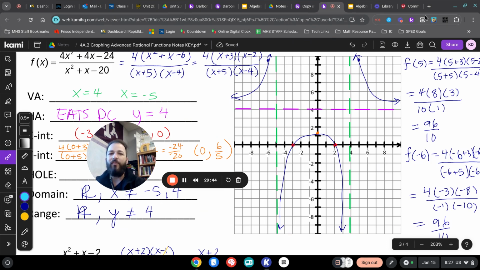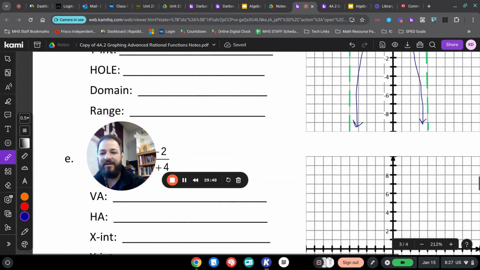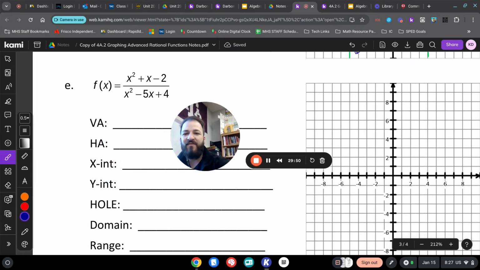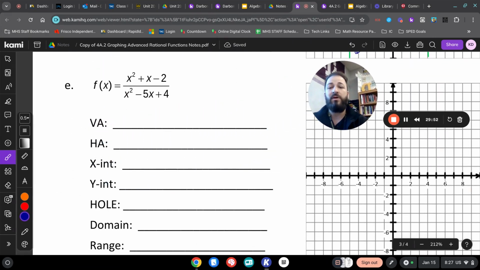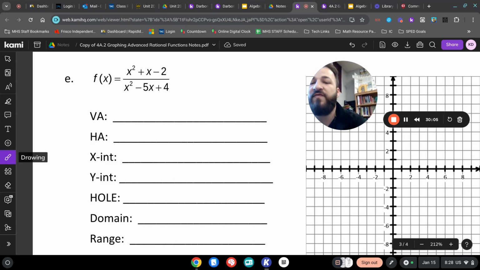Okay, let's look at one that's going to be just a little bit different. Let's look at graph E. So we have x squared plus x minus 2 over x squared minus 5x plus 4. Just like we did for D, we are going to factor this one. First and foremost, we want to factor the top.